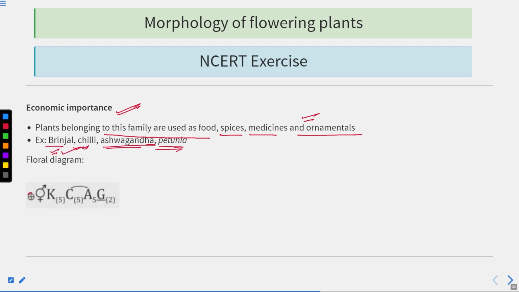Floral diagram. So here this represents the actinomorphic bisexual flower. K, all are joined together. Okay, 5 in number, and they are all joined together. So they are K5, C5. Corolla are also 5 in number, and they are all joined together, and it is showing the epipetalous condition. The androecium is joined with the petals. So here you can see the epipetalous, 5 in number, and gynoecium is superior and 2 in number.